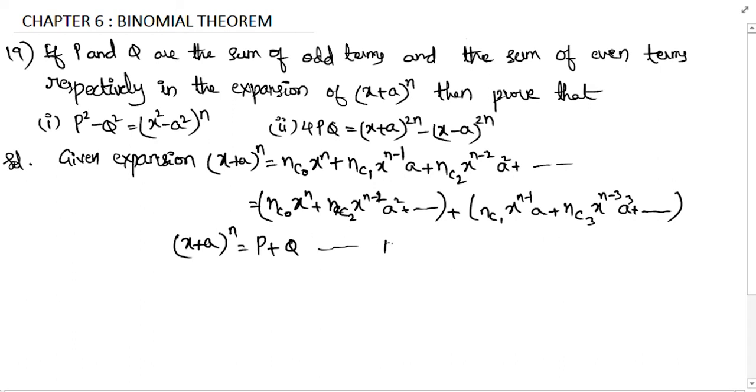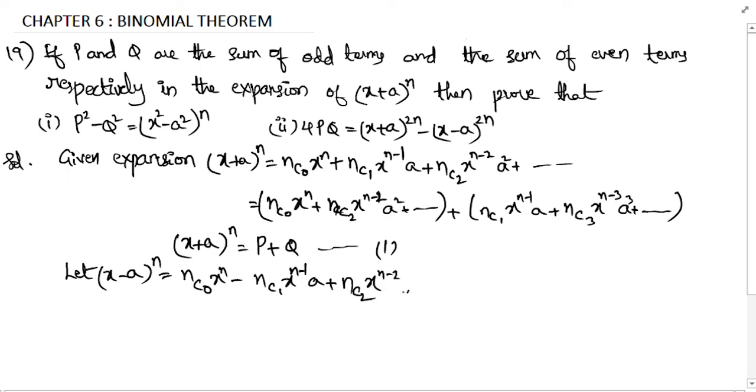Okay, so this will be considered as one. Now let (x − a)^n = nC0 x^n − nC1 x^(n−1) a + nC2 x^(n−2) a² − nC3 x^(n−3) a³ + and so on. So that is equal to, we'll again take odd and even terms separately.